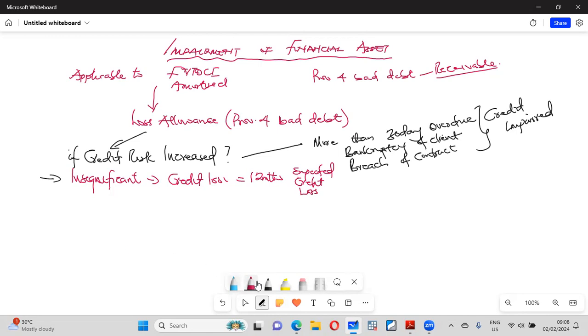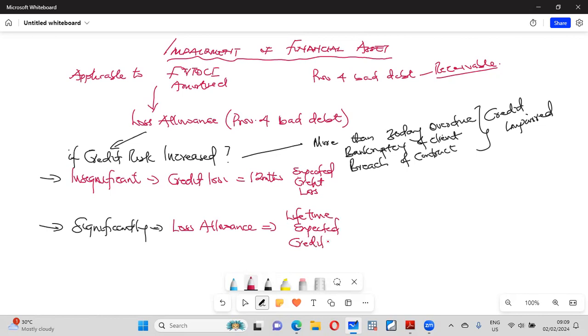12 months. But if it increased significantly, if the credit risk increases significantly, so this one is not insignificant, it has increased very, very hugely, then it means that our loss allowance will be equal to the lifetime expected credit loss. The lifetime expected credit loss. That is that.